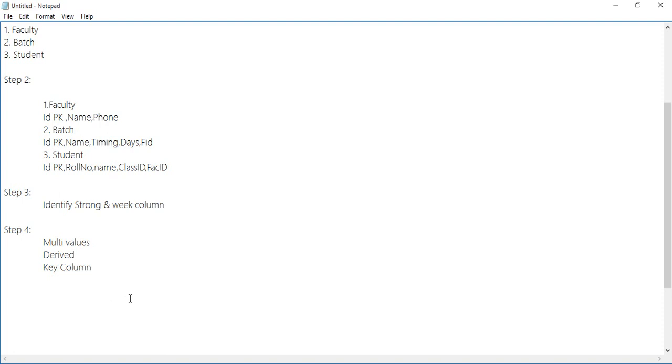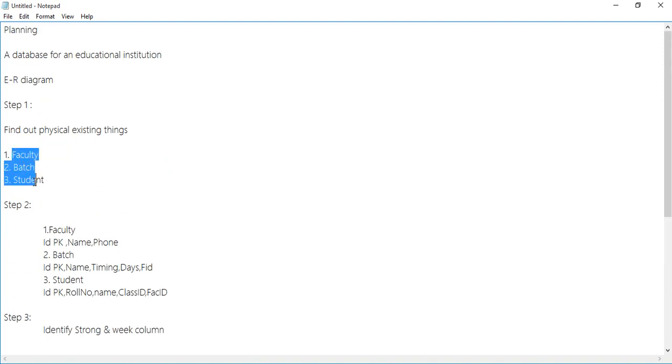So that's step number 4, and then step number 5, you have to design your ER diagram. Let me quickly design an ER diagram. One more thing you can do: first, you can identify the relationships, then you can create a diagram. So what are the relationships between these three?